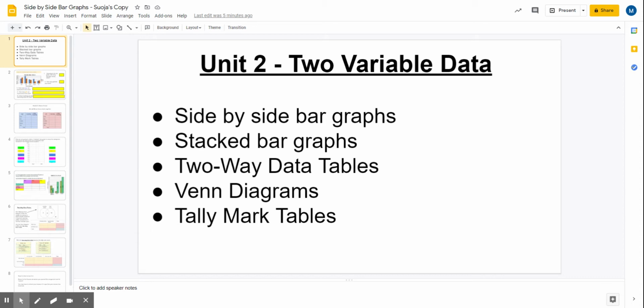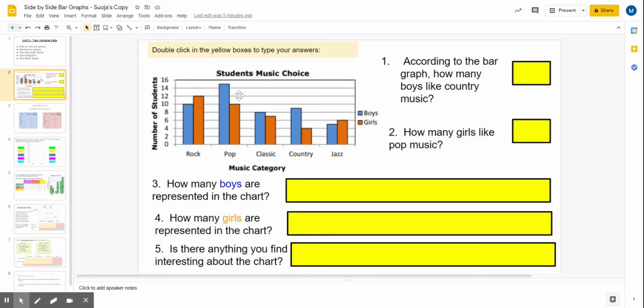We are going to be continuing talking about charts, but they are going to get a little more sophisticated in this unit, and this unit is much shorter than Unit 1. So some things we're going to be talking about are side-by-side bar graphs, stacked bar graphs, two-way data tables. We're going to show some Venn diagrams and tally mark tables. Okay, so I'm going to go ahead and continue to slide 2.